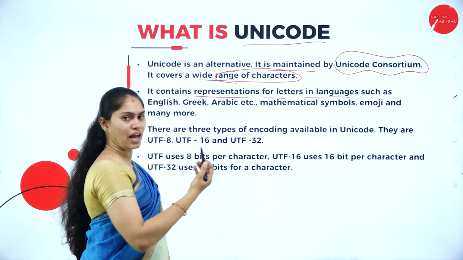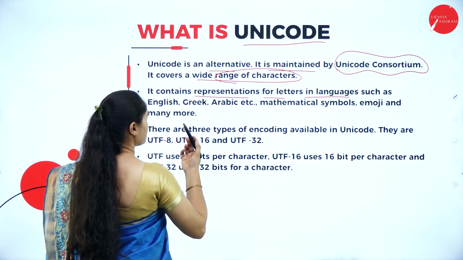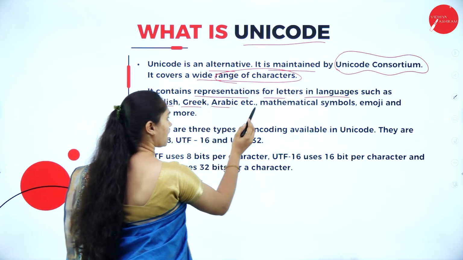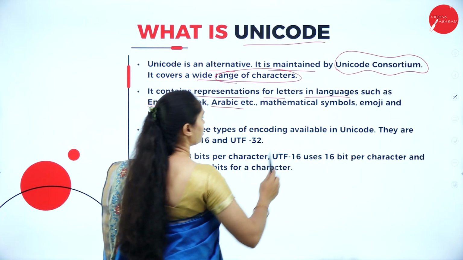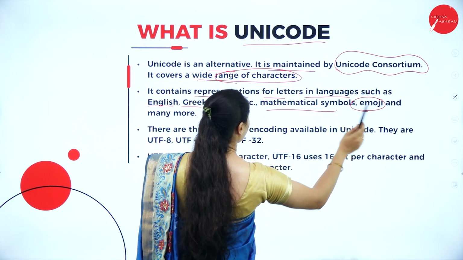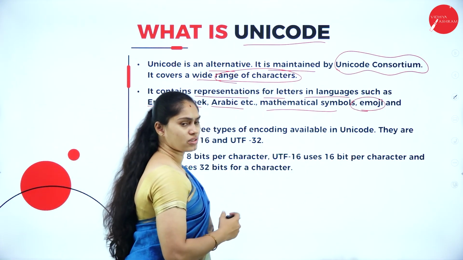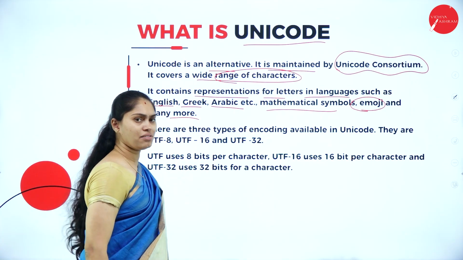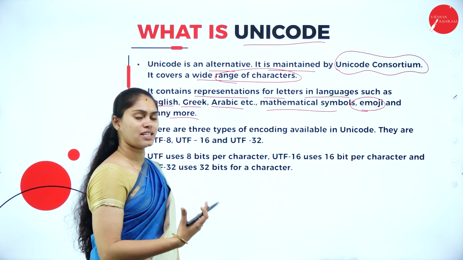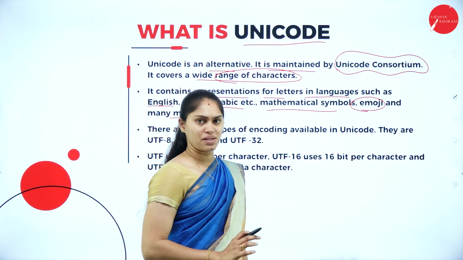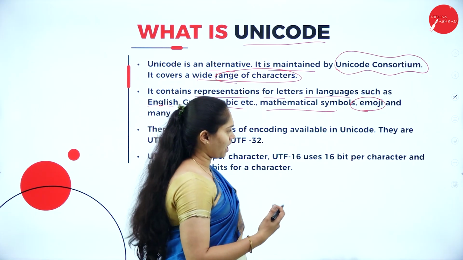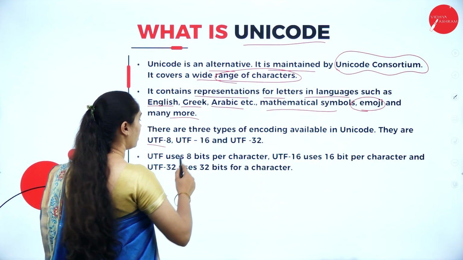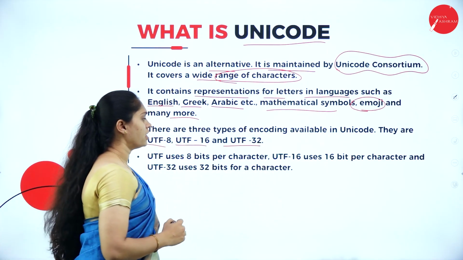So here is one more added weightage for Unicode. It is able to represent the characters in languages like English, Greek, Arabic, etc. And also it is able to represent mathematical symbols, even emojis, and many more. That's why Unicode has more weightage than the ASCII code. And also we have different types of encoding here, that is, how we give a number in order to represent any character. That is encoding. So we have 3 types of encoding in Unicode: UTF-8, UTF-16 and UTF-32.